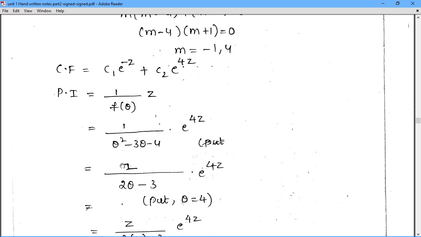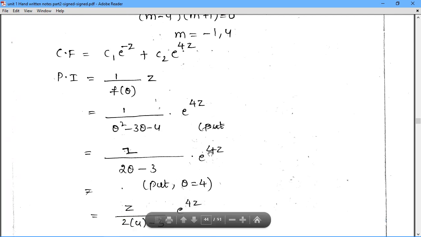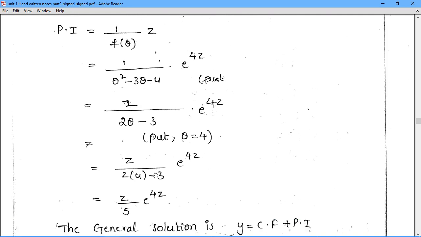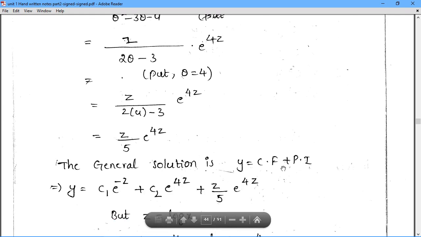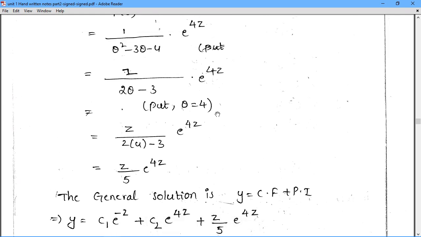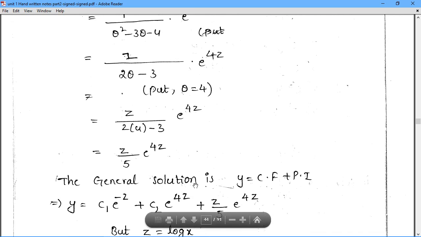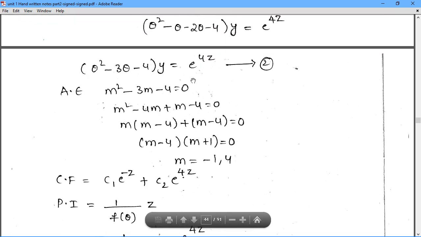So here we have to take z in the numerator and the denominator will be differentiated with respect to theta. Theta square derivative 2 theta, minus 3 theta derivative minus 3, minus 4 derivative 0. Now again we put theta equal to 4. So clearly we will get denominator value non-zero. We can substitute happily, that is 2 into 4 minus 3, 8 minus 3, 5. So it is the required particular integral, hence the complete solution is y equal to CF plus PI. Just adding these two solutions gives the complete solution of the linear DE with constant coefficients.